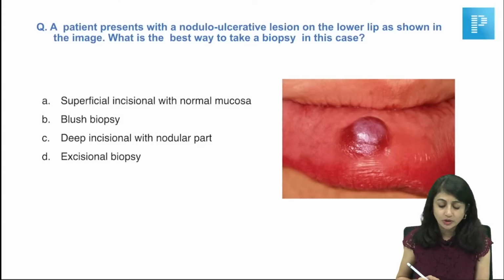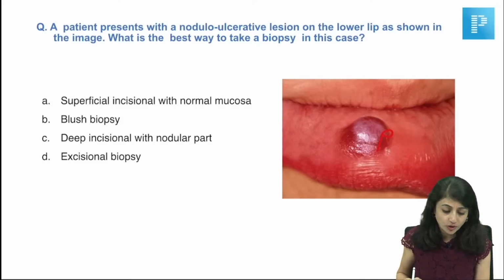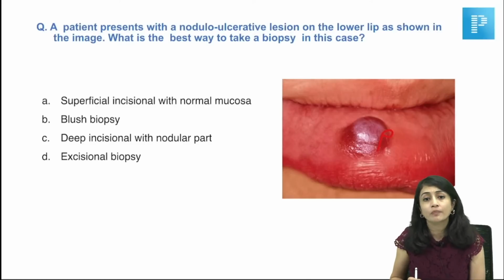So, coming to the next question then: a patient presents with a nodulo-ulcerative lesion on the lower lip as shown in the image. I am sure this was not the image. Nodulo-ulcerative lesions would look different. What is the best way to take a biopsy in this case?